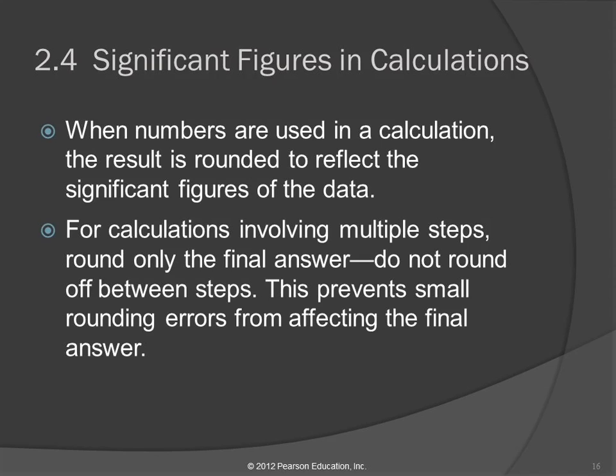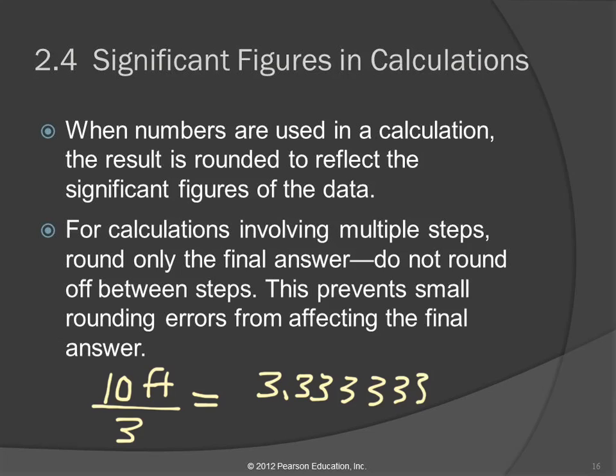Just as an example, let's say I took a piece of wood that was 10 feet long, meaning between 9 feet and 11 feet. Yeah, it's about 10 feet long. And I divided that by 3. What's the calculator going to tell me? 3.3333333.